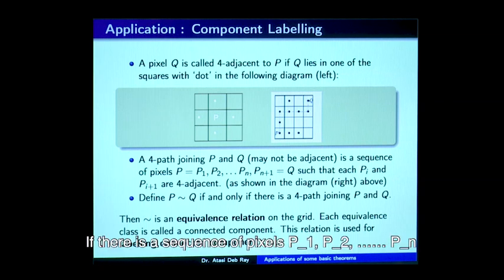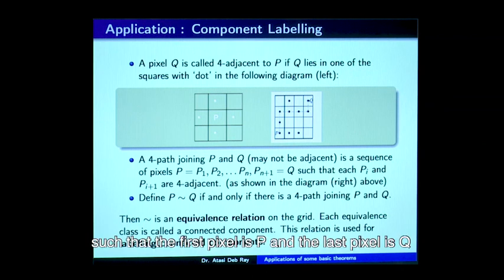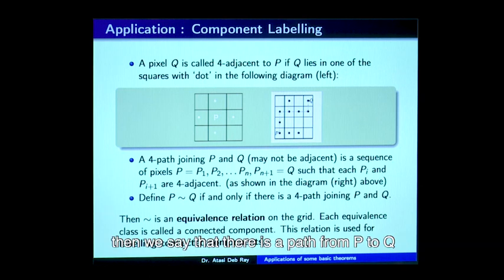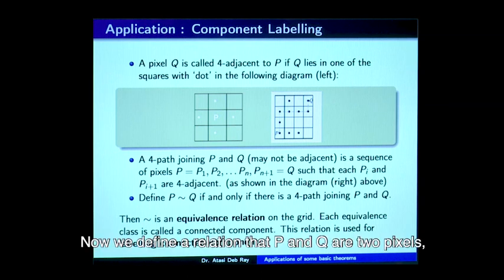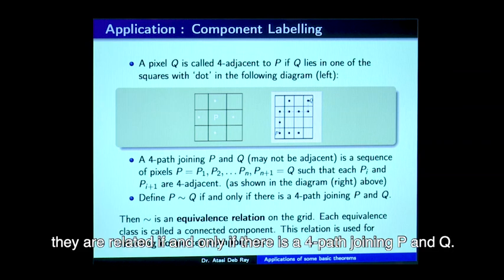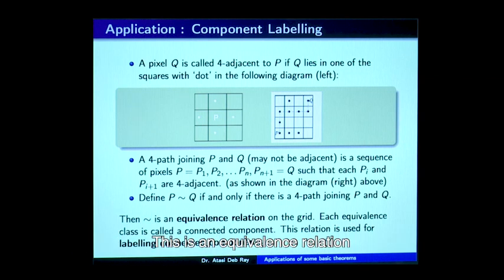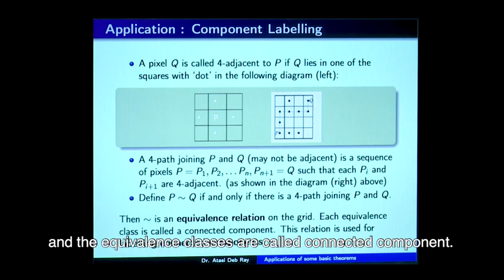Now, suppose P and Q are 2 pixels in a grid, they may not be adjacent. If there is a sequence of pixels P1, P2, ..., Pn such that the first pixel is P and the last pixel is Q, and any 2 consecutive pixels are 4 adjacent, then we say that there is a path from P to Q as shown in the second diagram. Now, we define a relation that P and Q are related if and only if there is a 4 path joining P and Q. This is an equivalence relation, and the equivalence classes are called connected components.